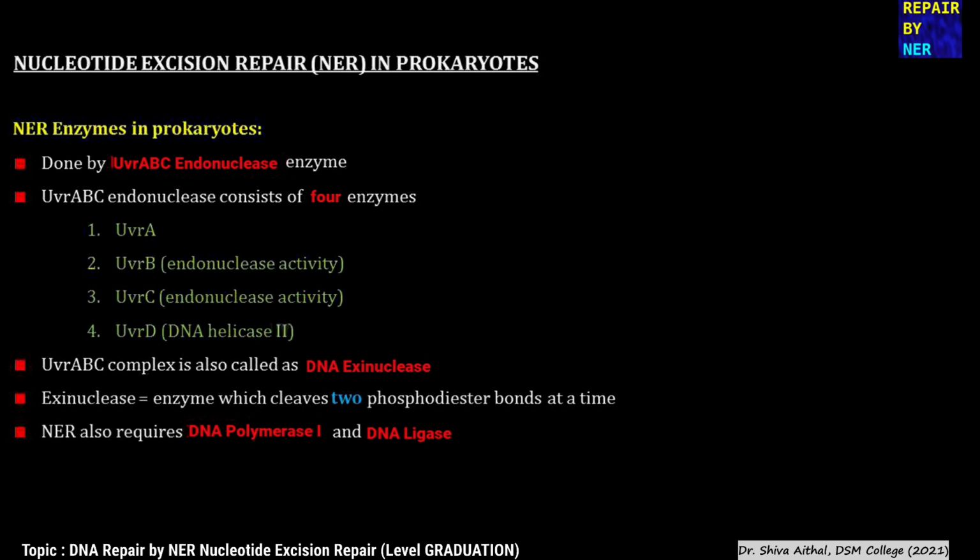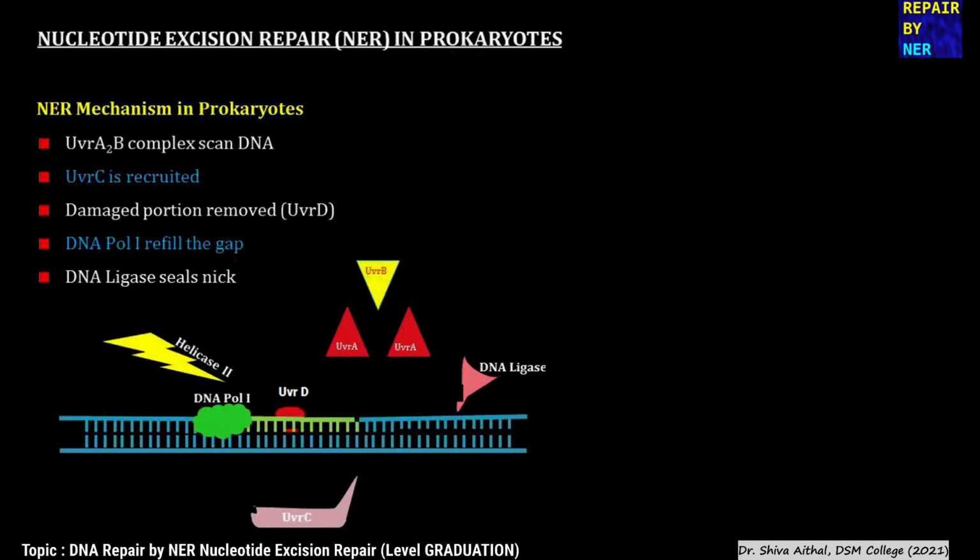Which are these 2 phosphodiester bonds? One to the left of the kink or the dimer and one to the right of the dimer, encompassing some 12 to 13 nucleotides in the middle. So this NER also requires DNA polymerase and DNA ligase later on, when it leaves the whole strand with gaps.